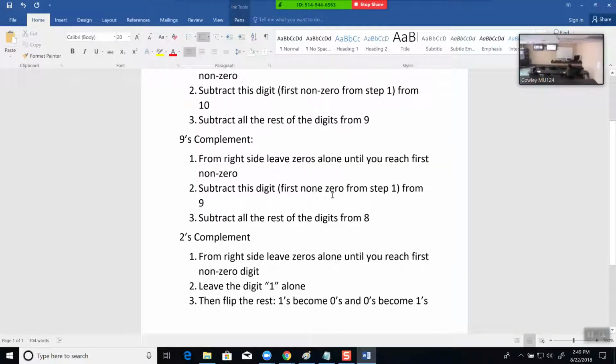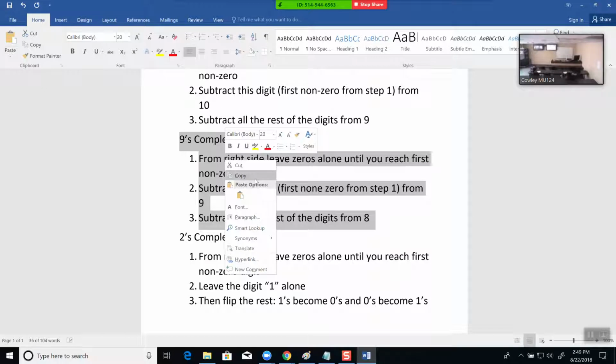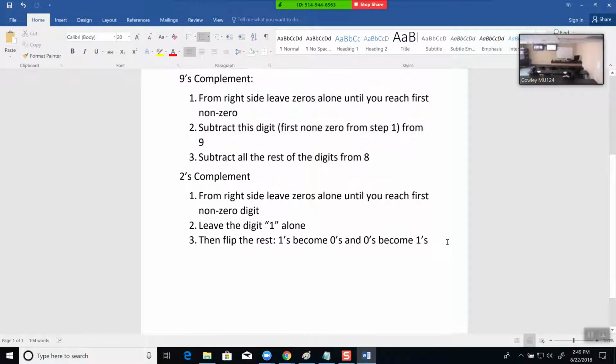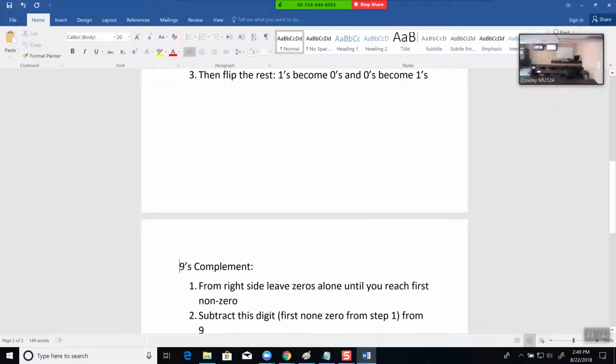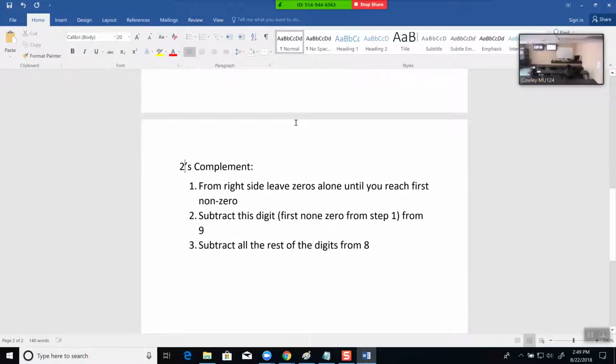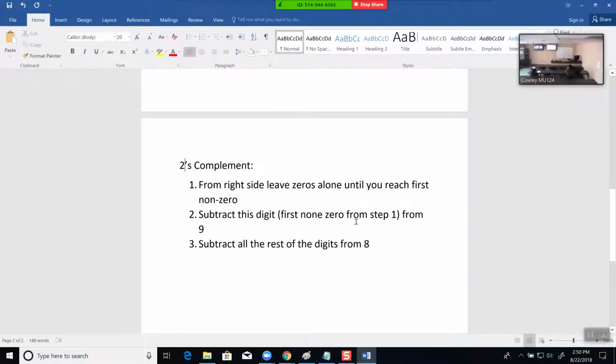Well, I said that basically it's the same as this. Let's take this and modify this, just to show you there's nothing new we're doing. So 2's complement. From the right side, leave 0s alone until you reach first non-zero. Subtract this digit from 2. And then subtract all the rest of the digits from 1. So that would be our modification for those steps, wouldn't it? This is what we've been doing for the 9's complement and 10's complement.